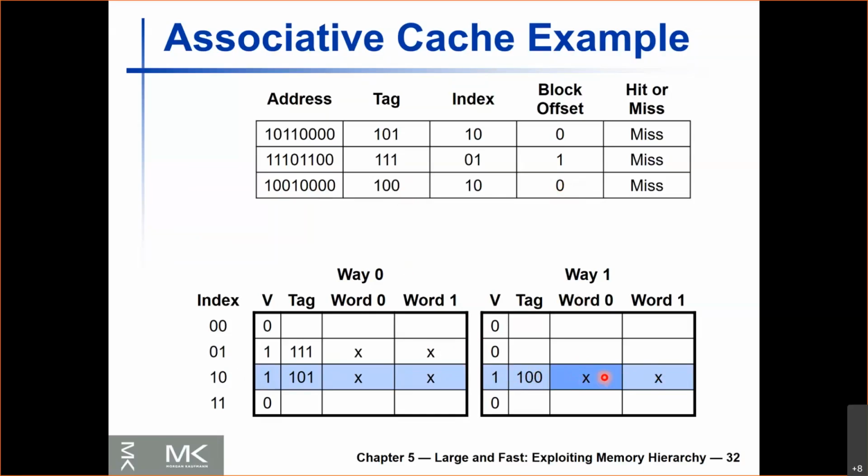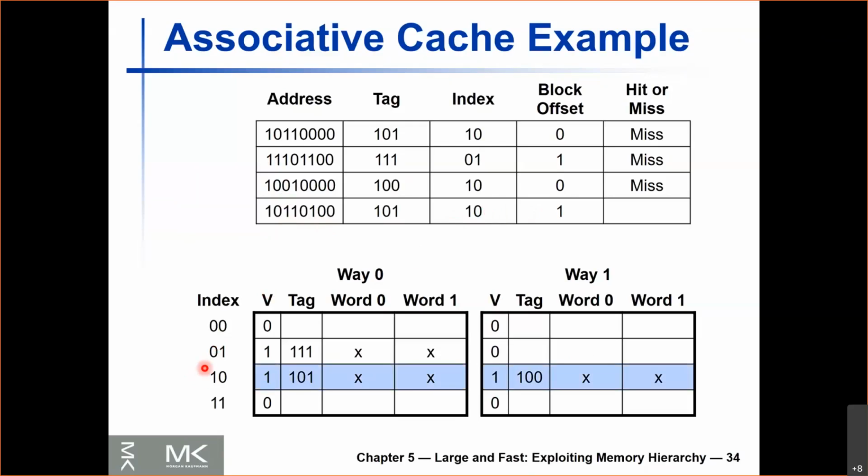Okay, let's do the next address. So the next address here, I have 101.101.100. Okay, what's my tag? Right, 101, and my index is 10, and my block offset is 1. Okay, so I'm going to use my index 10 to index my cache. Do I have a hit or a miss?